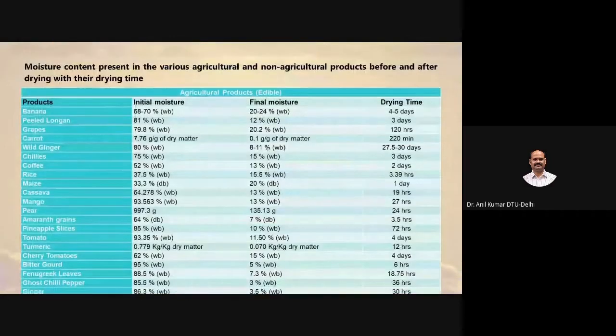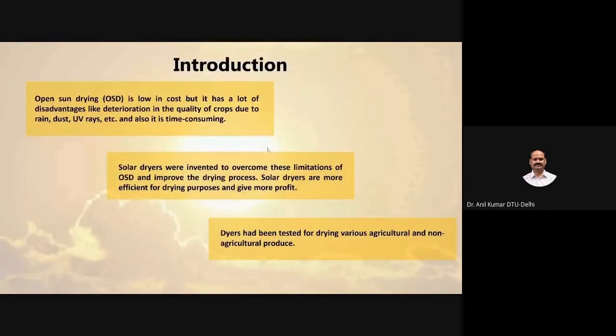So this open sun drying, what we do is spread the agriculture produce, whether crop, vegetable, or fruits, whatever we want to reduce the moisture content of, on the floor. The solar radiations come, and the short wave radiations fall on the surface of the food product, and its temperature increases, and because of the pressure difference between the surface and just above the surface, the moisture evaporation starts.